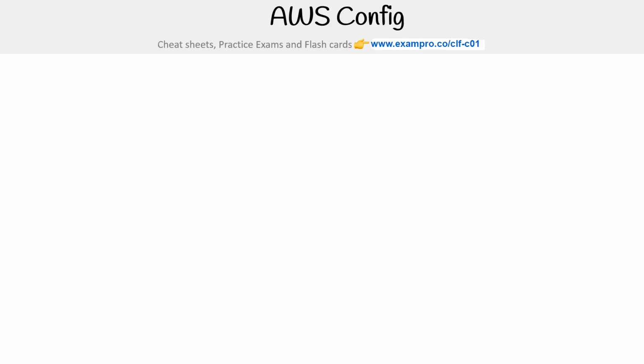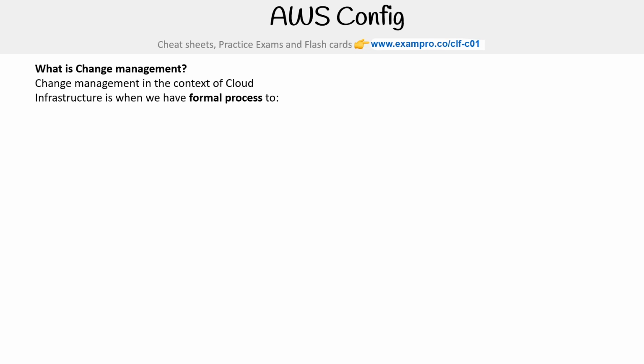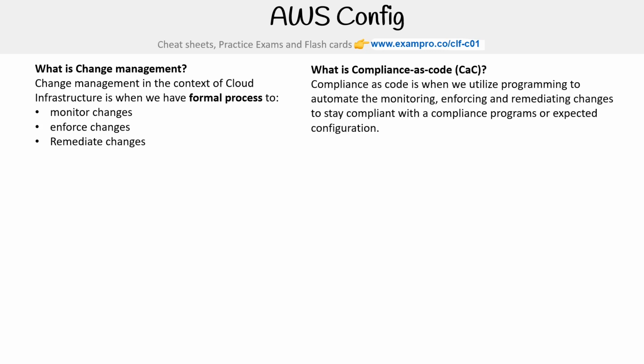And to understand AWS Config, we need to know what compliance as code is. And to understand compliance as code, we need to understand what change management is. So change management in the context of cloud infrastructure is when we have a formal process to monitor changes, enforce changes, and remediate changes. And compliance as code, also known as CAC, is when we utilize programming to automate the monitoring, enforcing, and remediating changes to stay compliant with the compliance program or expected configuration.